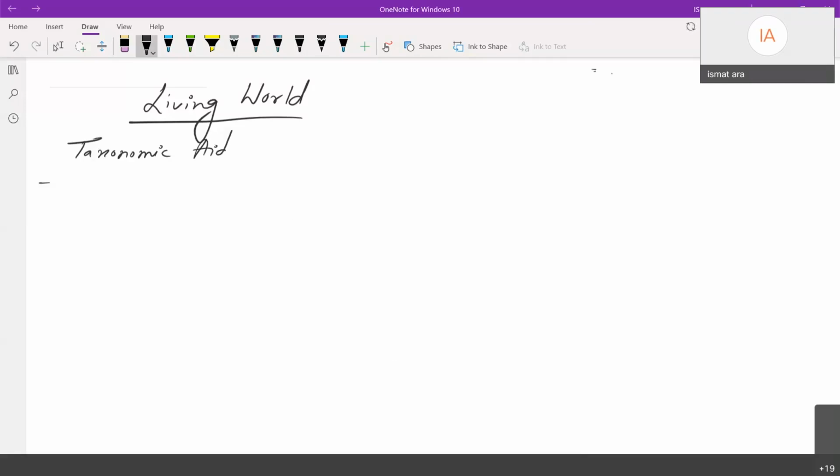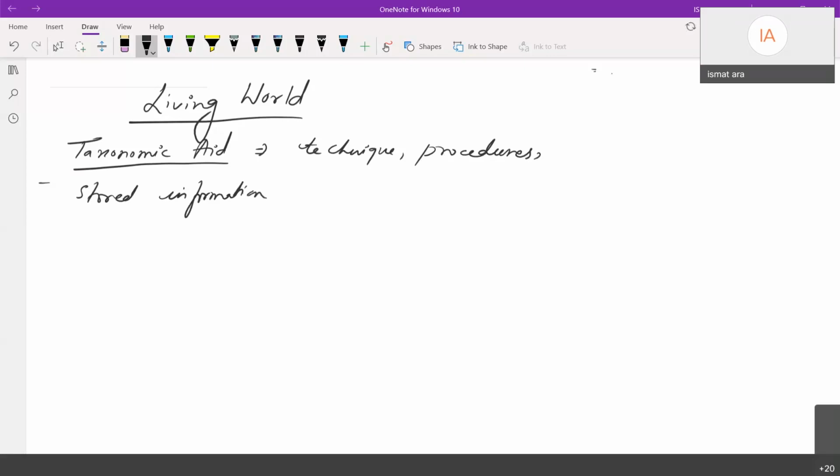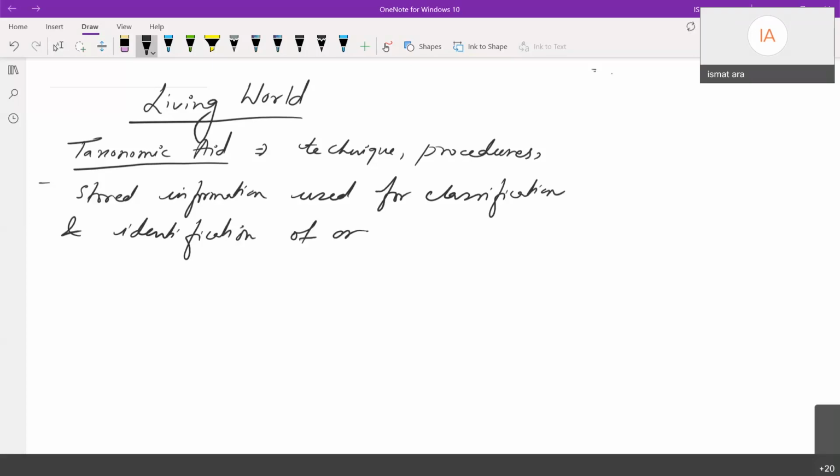Taxonomic aid. What is taxonomic aid? It is the technique, procedures, stored information used for classification and identification of organisms.